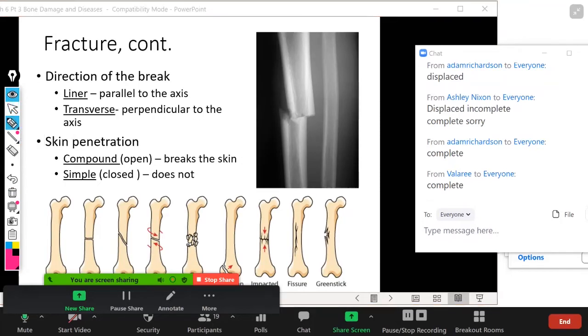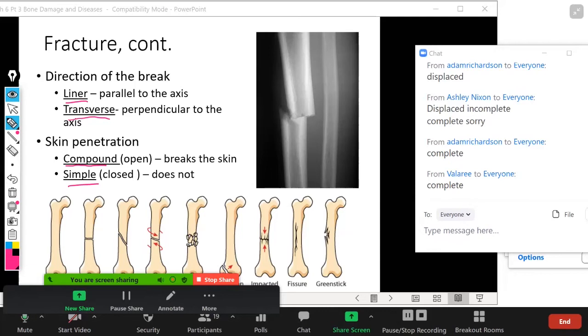Another way to classify these is either as linear or transverse. Linear runs with the line of the bone. Transverse goes across the transverse plane of the bone. You can also call it compound or simple, depending on whether the skin is penetrated or not. So how would you guys classify this break over here?